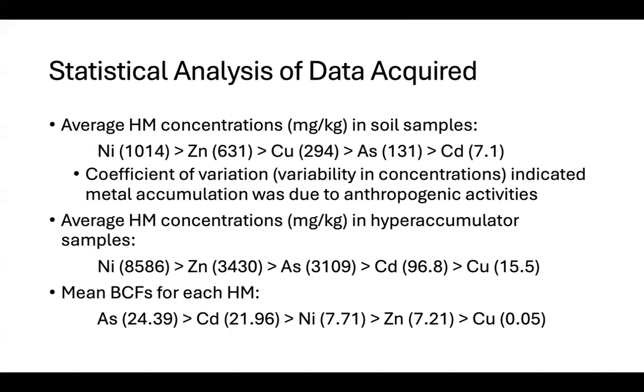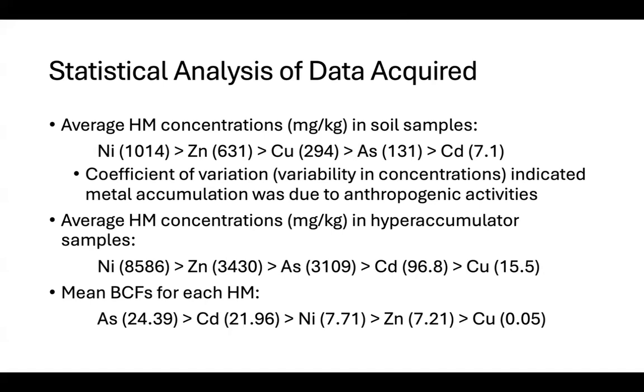Now moving on to results. For the statistical analysis of data acquired, looking at the average heavy metal concentrations in milligrams per kilogram within the soil samples, nickel displayed the highest average concentration, followed by zinc, then copper, then arsenic, and finally cadmium.